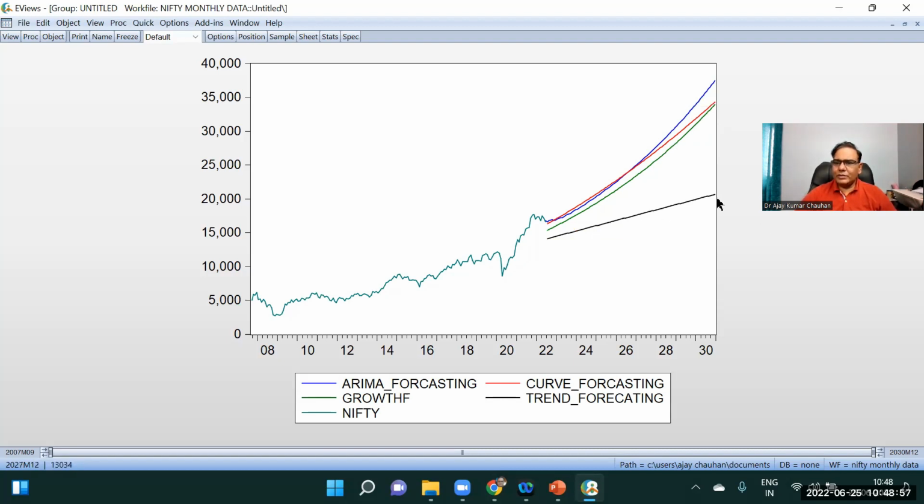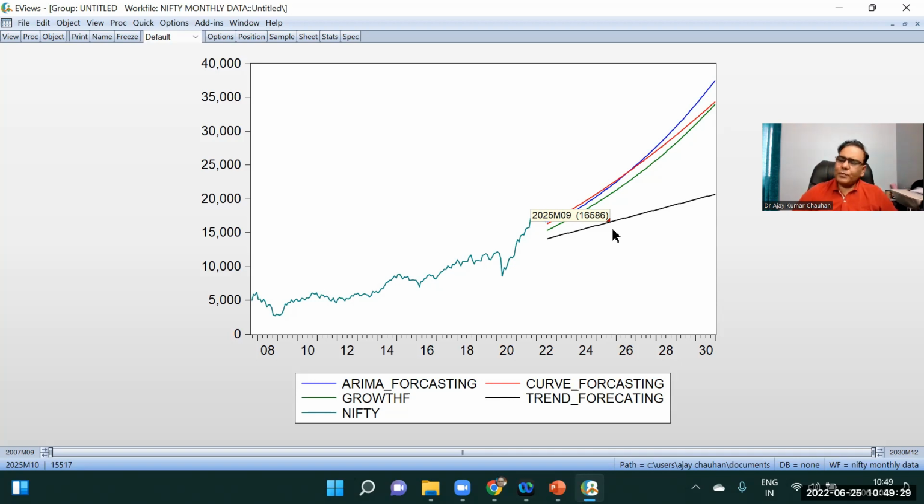So these are the different types of forecasting models we can apply on any series. In my example, I took monthly data. You can take daily data, but because volatility is very high, forecasting may not be very accurate in the case of daily data. The purpose of forecasting is to get an average possible value in the future. So what could be the average value in the future?